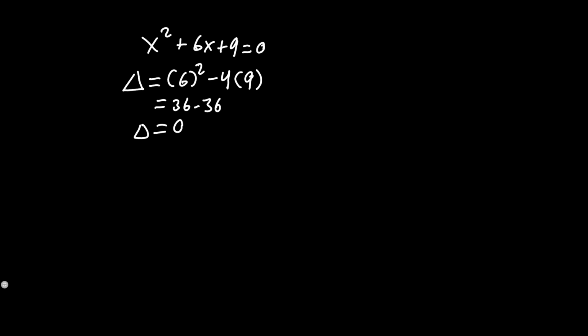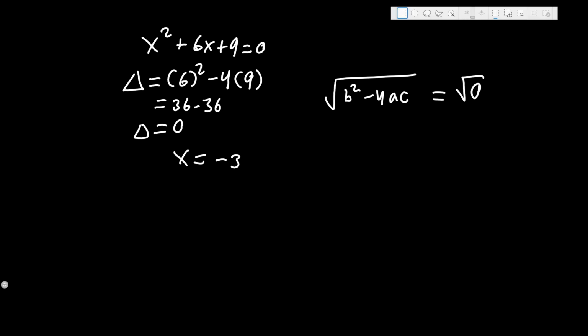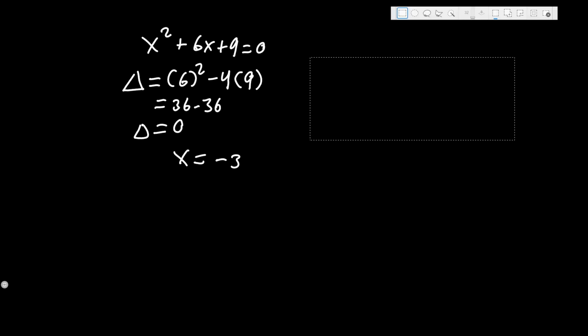So this tells us that the solution is going to just be x is equal to minus 6 over 2, which is negative 3. And we could verify this just by using the quadratic formula. But since the discriminant is equal to 0, the square root of b squared minus 4ac will vanish because this is the same thing as the square root of 0. So we see that the only solution is x equals negative 3.